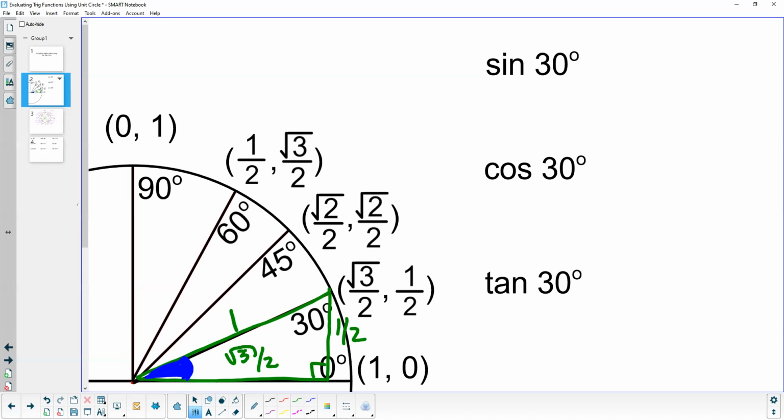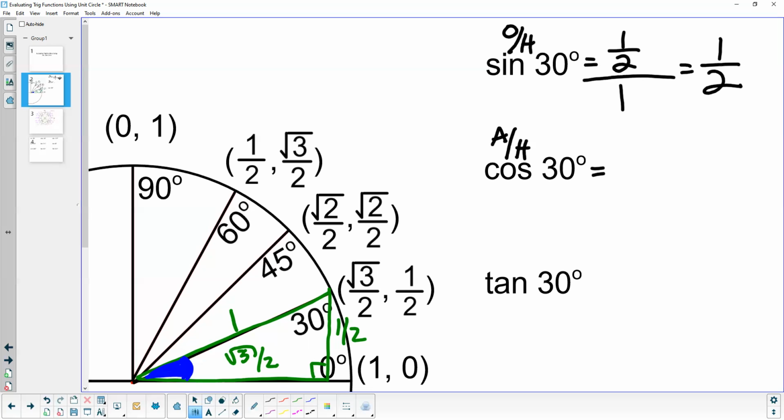So if we're trying to calculate the sine of that angle, sine, remember, is going to be opposite over hypotenuse. So we take our opposite side, which is 1/2, and put it over our hypotenuse, which is 1. Well, 1/2 divided by 1 is just 1/2. When it comes to our cosine, we're going to take our adjacent side over our hypotenuse. So in this case, our adjacent side is √3/2 divided by 1, which is still going to give us √3/2.